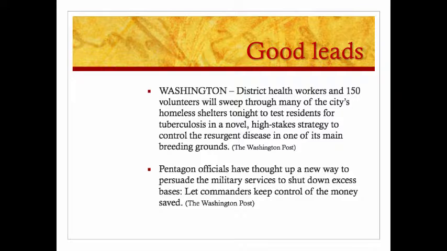Let commanders keep control of the money saved. We see here two sentences separated by a colon. We have what? We have the who, Pentagon officials. The what is they've thought up a new way, which is to let commanders keep control of the money. Where, we have Pentagon. This is an example where we do not have a when because it's not necessarily reporting on the exact decision date or time.